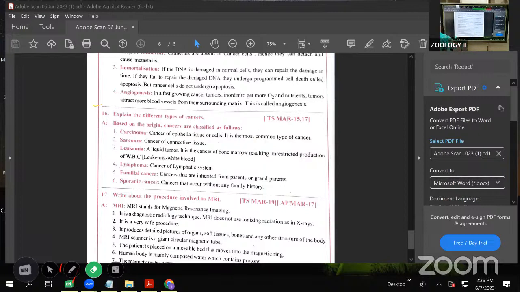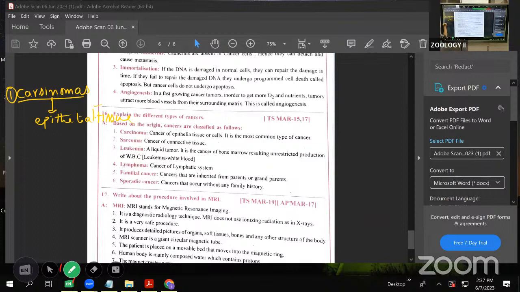Simply, there are four types, so I'm saying it in an easy way. See here, types of cancers. The first one is called carcinomas. Carcinomas are cancers of epithelial tissue. It is common. Carcinomas mainly occur in epithelial tissue or cells. That is the first type. Simply, carcinomas are cancers of epithelial tissue. They are mostly common and curable cancers.